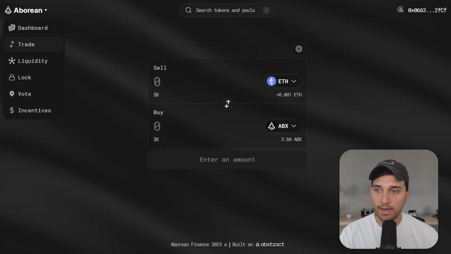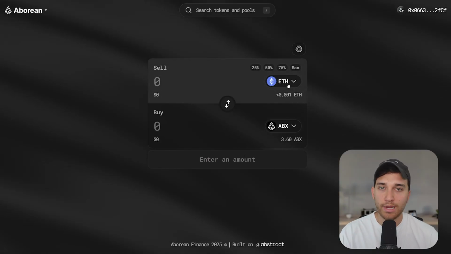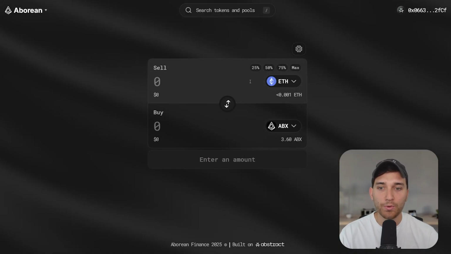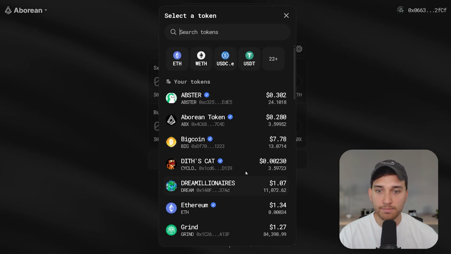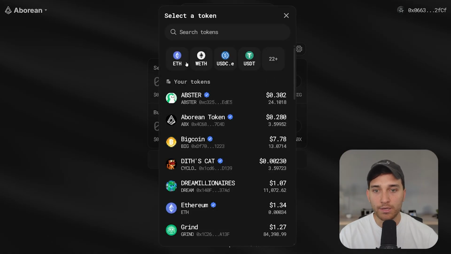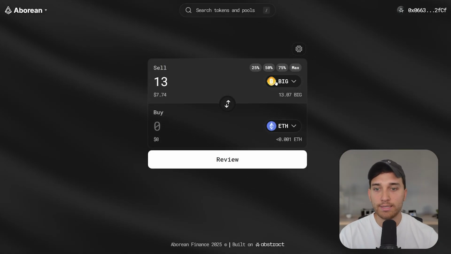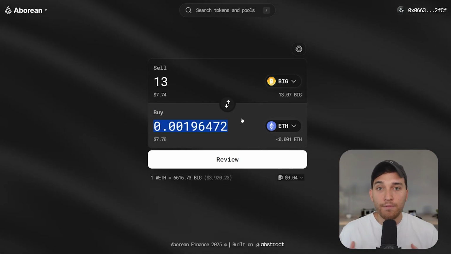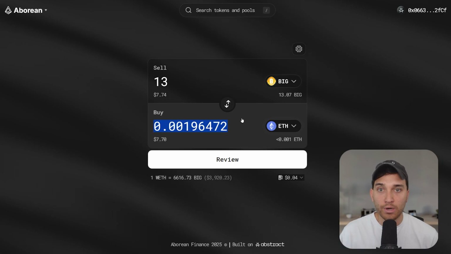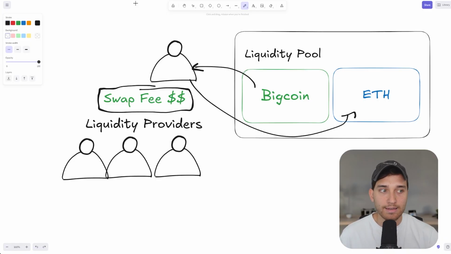So this brings us to the first two sections inside the Aborean Finance application, which are the trade tab as well as the liquidity tab. So in the top left here, you can see I have trade, which as we just showcased inside of the Abstract portal, we can swap between two different tokens. So you can see all of my balances in this particular wallet here. For example, we can swap between Bitcoin and ETH once again. So if I want to sell 13 Bitcoin, review that, I will get this amount of ETH in return. A fee is being charged and distributed to the liquidity providers as we just showed in this diagram here.